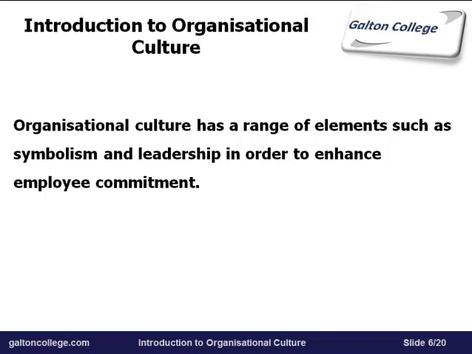So an organizational culture has a range of elements such as symbolism and leadership in order to enhance employee commitment. People relate to the organization, relate to the product. People may be proud of the product they make. For example, if it's a status car, they may be very proud of the fact that they work for the company that makes the status car. And there's a sort of leadership issue that they are the best, they are leading the market, and the leaders of the company are seen nationally or within the society as also good leaders, as people to be looked up to and respected.